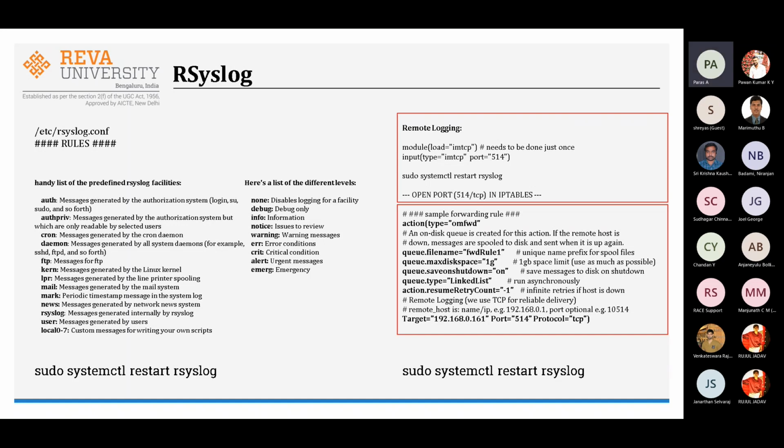Now, if I have to create filters, so these are the types of logs and these are the filters that we have. What we see on the right is the filter. So for example, none is like disable, debug is only debug. So auth.debug, authpriv.debug, those are like filters. Then info, notice, warning, error, critical, alert, emergency. These are all the different levels or the filters that we have, which we can use.